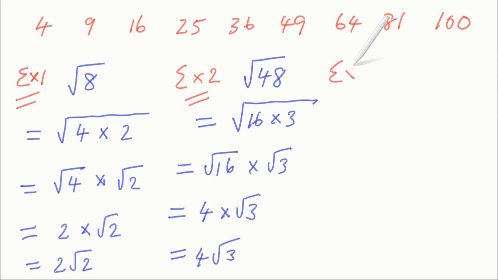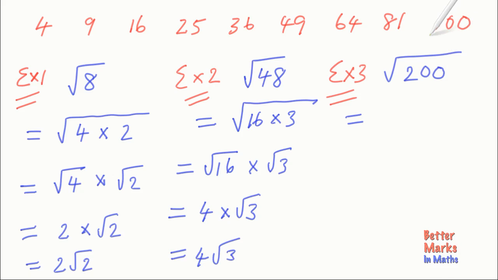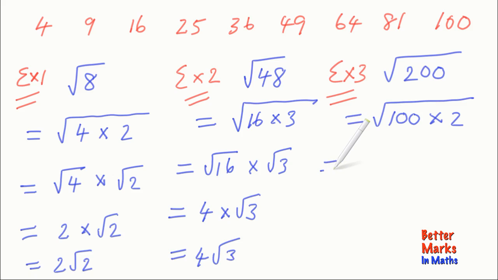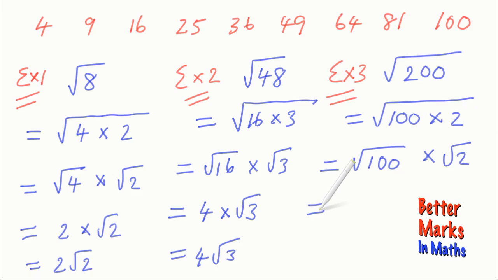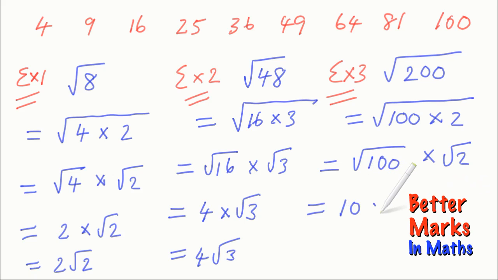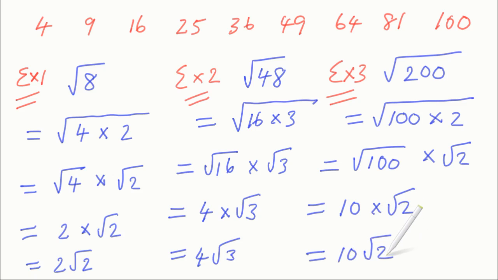In example 3, square root of 200, and the biggest number in the list that goes into 200 is 100, and 200 divided by 100 equals 2, so 100 times 2 is what you'd write as your next step under the square root sign. Separating those two, you get root 100 times root 2, and the square root of 100 is equal to 10. 10 times root 2 equals 10 root 2, which is your answer for that one.